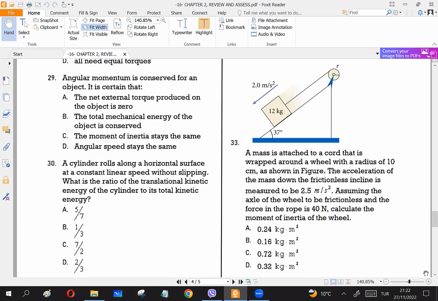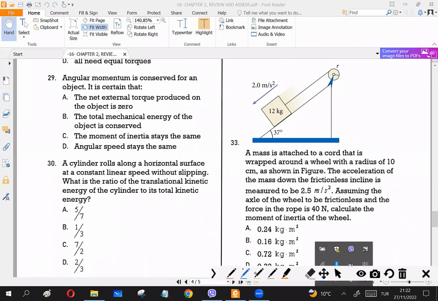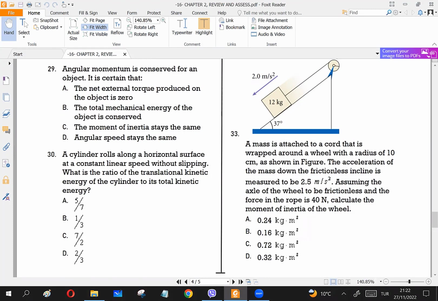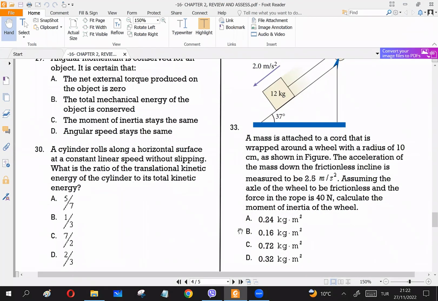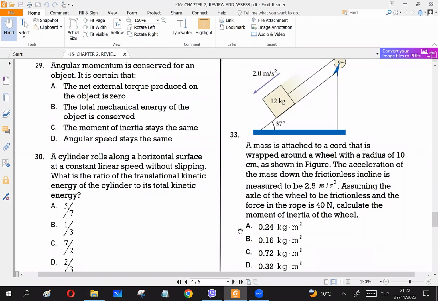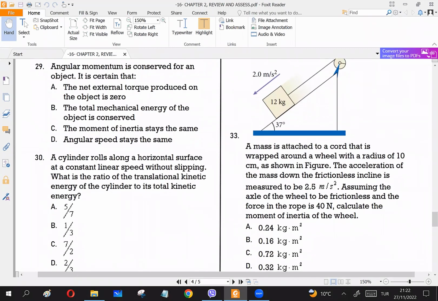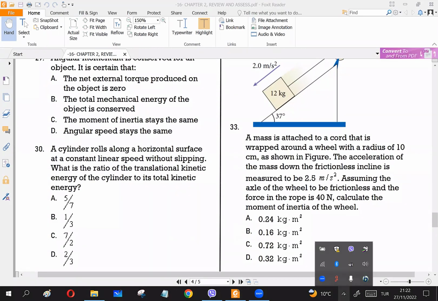33. A mass is attached to a cord that is wrapped around a wheel with a radius of 10 centimeters as shown in the figure. The acceleration of the mass down the frictionless incline is 2.5. I wrote 2.5 in the question, but I made a change in the acceleration and forgot to change it on the figure. The figure says 2, and the question says 2.5. Okay, we will do one of them. Which one is correct? I am not sure right now.